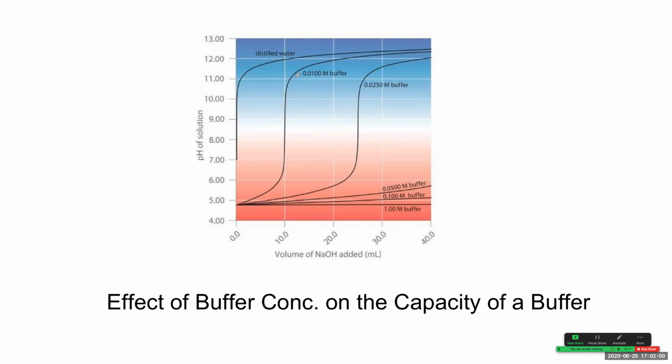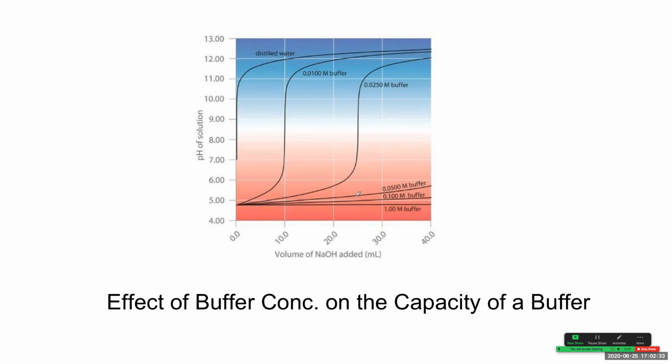It radically changes. But if we increase the concentration of the buffer from 0.01 molar to 0.025 molar, you can see that it takes a lot more base. Maybe instead of only 6 or 7 mLs before it starts shooting up, you can add up to 20 mLs of base before the buffer capacity is exhausted and the pH starts going up.